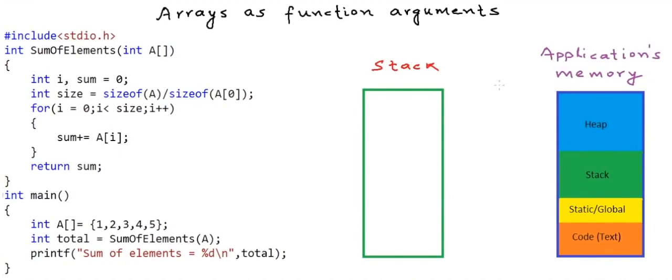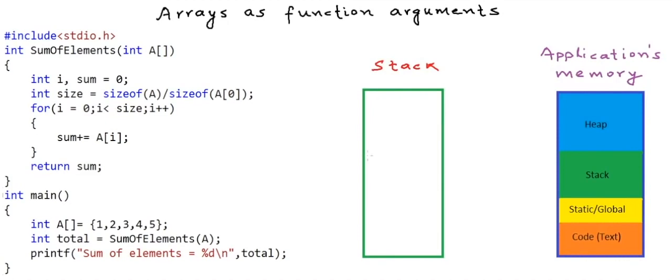The memory assigned to an application or a program is typically divided into these 4 parts. We have talked about this in our previous lessons. For the execution of function calls, we use the stack section of the memory. This green rectangle here is our stack.